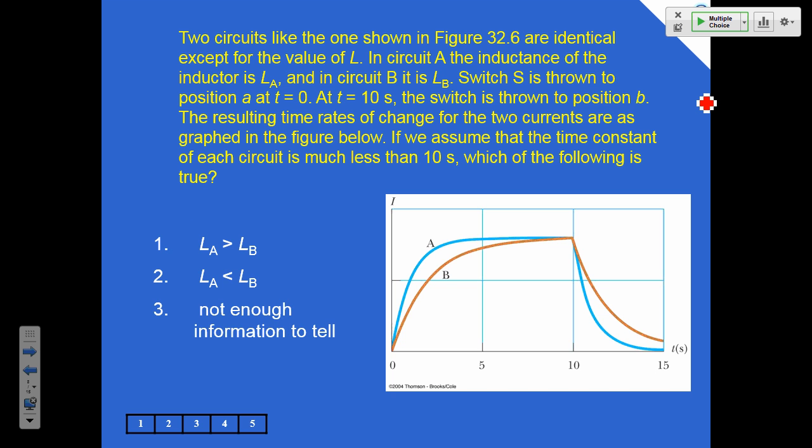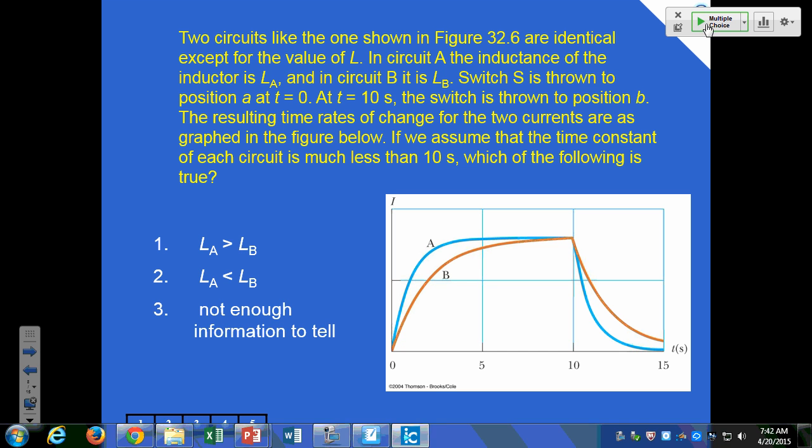All right, here I have two circuits. This is the current versus time graph for two circuits A and B. And I just want to know how their inductors are related to one another. These are LR circuits with a resistor, an inductor, and a battery, just like we've seen. Here I have circuit A in the blue, circuit B in the orange or red. This shows how their current increases, and then later, after you take out the battery, how it decreases.